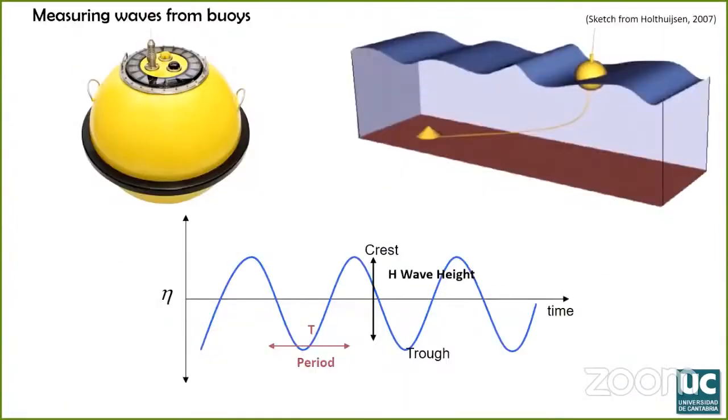But how can we measure wave heights at a particular point in the ocean? There are many different devices, but one of the most widely used ones is a buoy that captures the vertical oscillation of the free surface of the ocean over time, therefore obtaining wave parameters, such as the locations of the crests, the troughs, and the wave height and wave period.